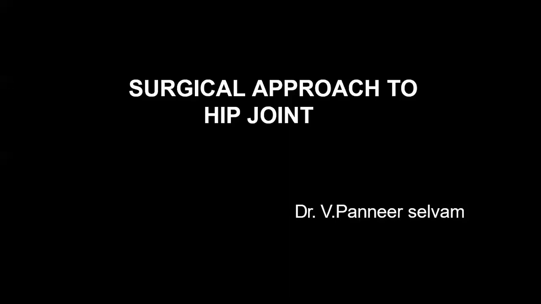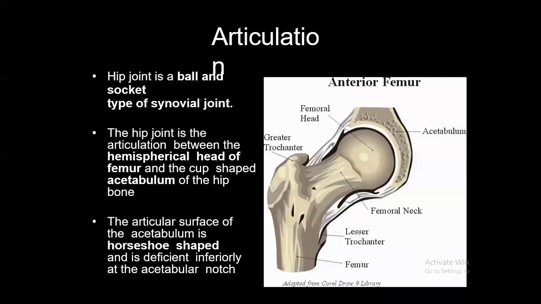We enter the surgical approach of the hip joint. We must know some salient features of the anatomy of the hip joint. Articulation: the hip joint is a ball and socket type of synovial joint. The hip joint is the articulation between the hemispherical head of the femur and the cup-shaped acetabulum of the hip bone.